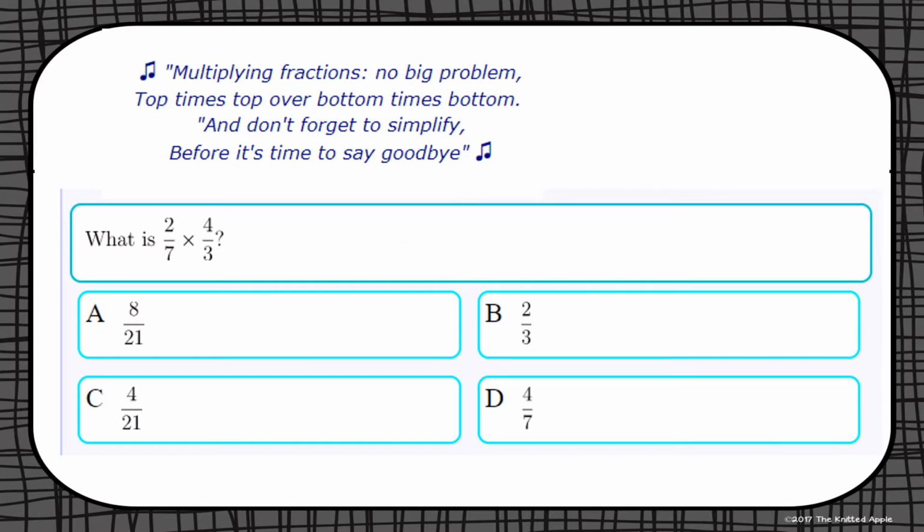How about this one? Give this second problem a try. Following the steps for multiplying fractions, we would do 2 times 4 equals 8, 7 times 3 equals 21, and then check to see if we can simplify. There are no common factors between 8 and 21, so this is our most simple answer. If you chose A, 8/21, you are correct.